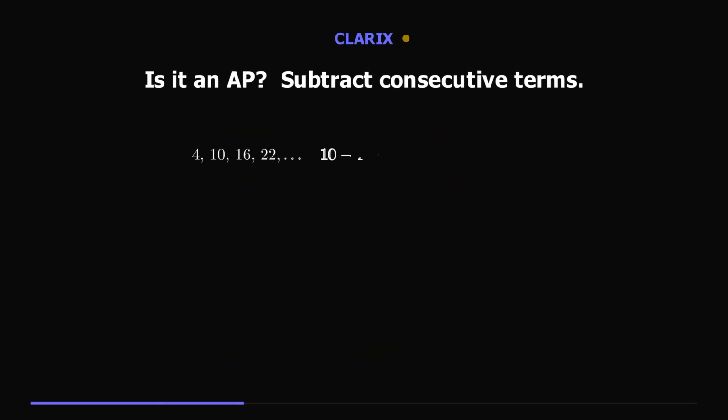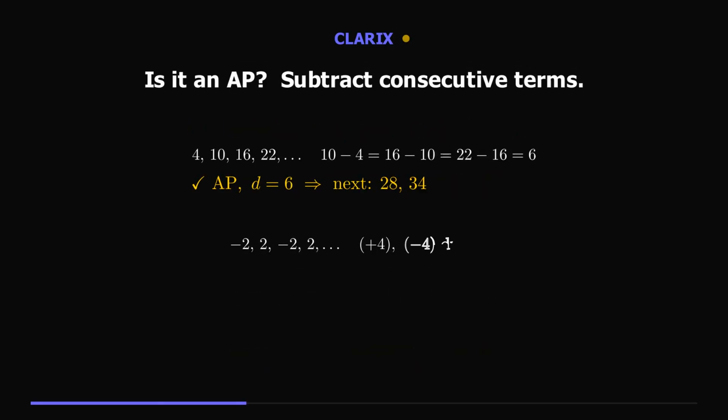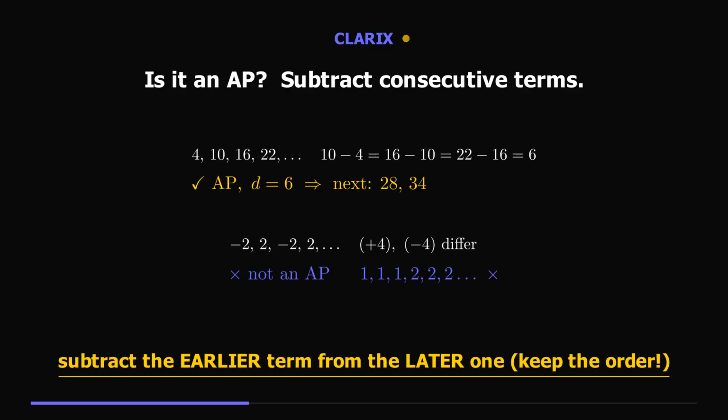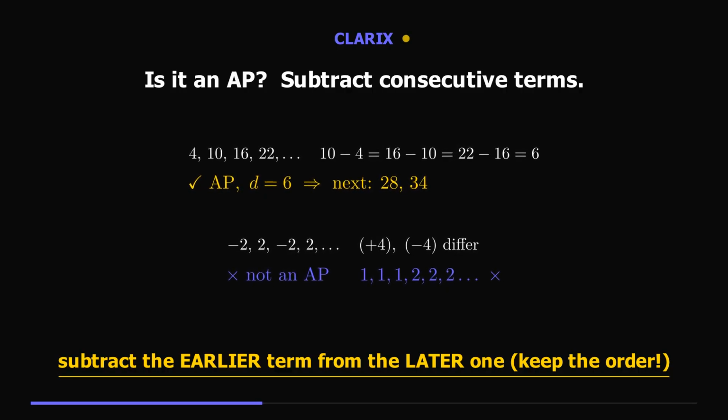Now the reverse question. I hand you a list. Is it an AP? The test is simple. Subtract each term from the one after it. If you always get the same number, it's an AP, and that number is your d. For 6, 9, 12, 15, every gap is 3. So yes, AP with a equals 6, d equals 3.